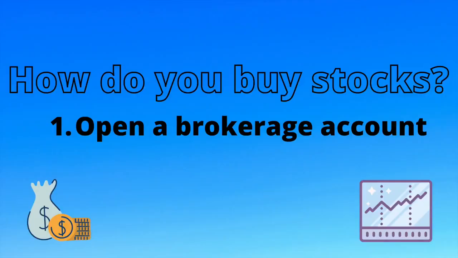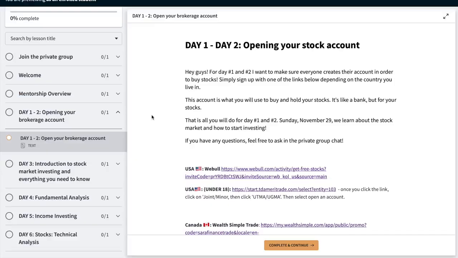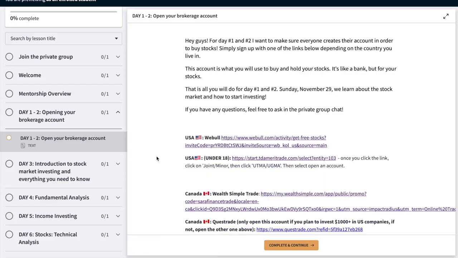So now the next thing I want to go over is how you can actually buy stocks. Alright, so inside of this program here, you will see on day 1 and day 2 where it says open your brokerage account. I have given you instructions basically to open something called a brokerage account, which is what allows you to buy stocks. So basically, a brokerage account is just like a bank, but it lets you buy stocks.